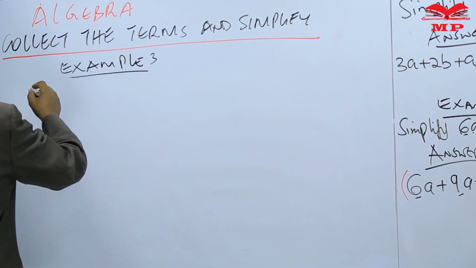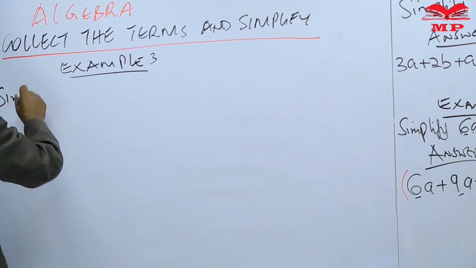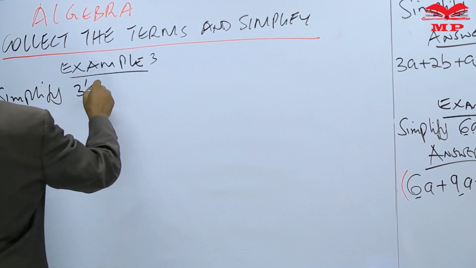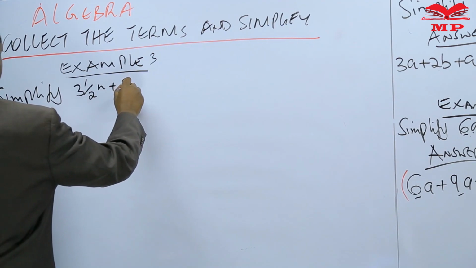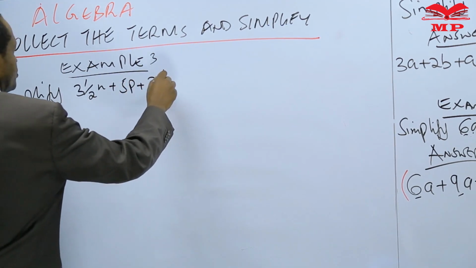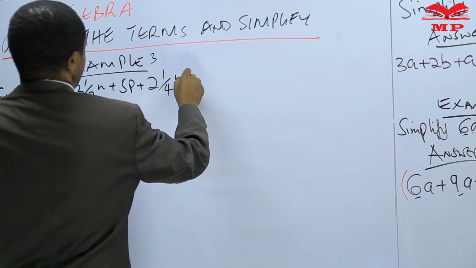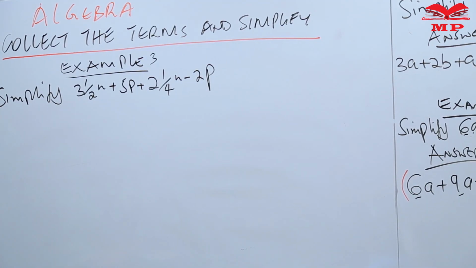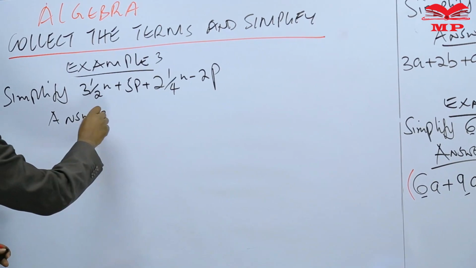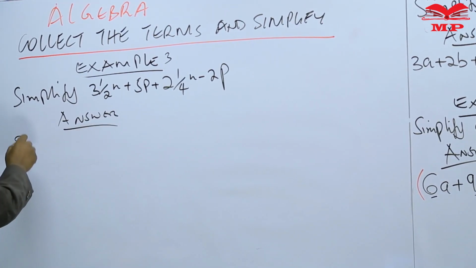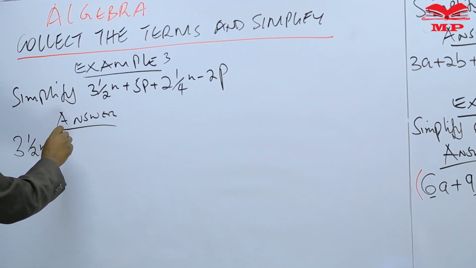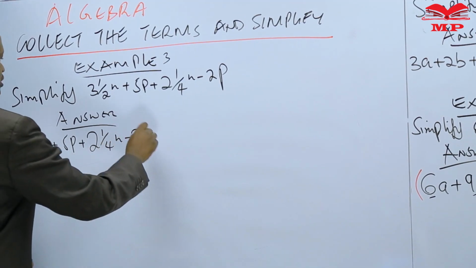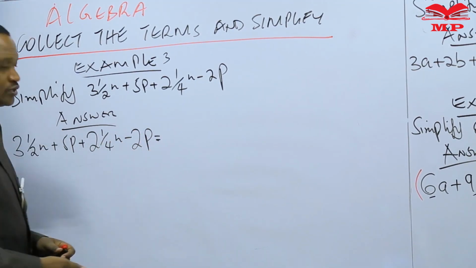Let's say, simplify 3 1/2 n plus 5p plus 2 1/4 n minus 2p. Simplify. Answer. Group the like terms.